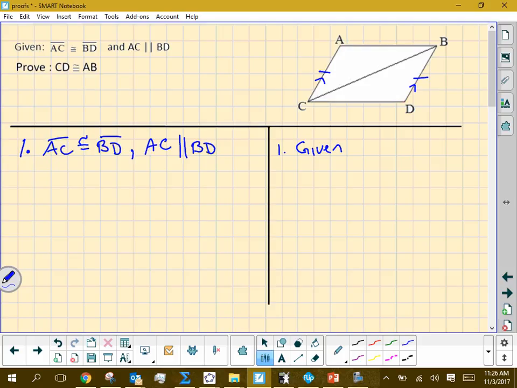But our reason will not be because of the definition of parallel lines. Our reason will be because alternate interior angles are congruent, or alternate exterior angles are congruent, or same side interior angles are supplementary, or something like that. Does that make sense? Yeah. So that's one of the times that the definition of the vocabulary word isn't your reason. It's a theorem or a postulate that deals with that definition. Okay.